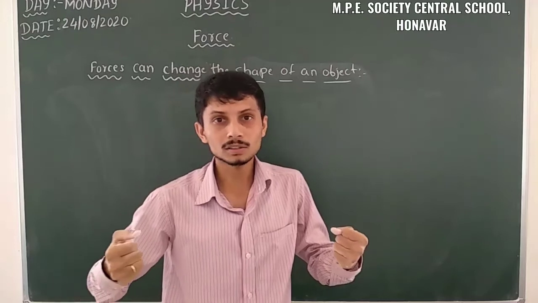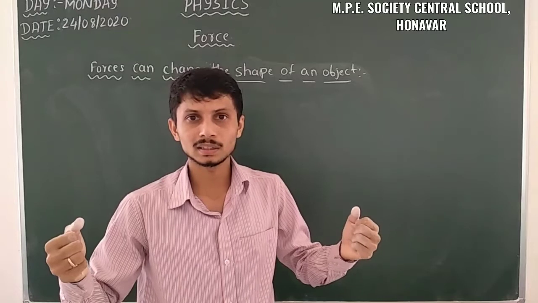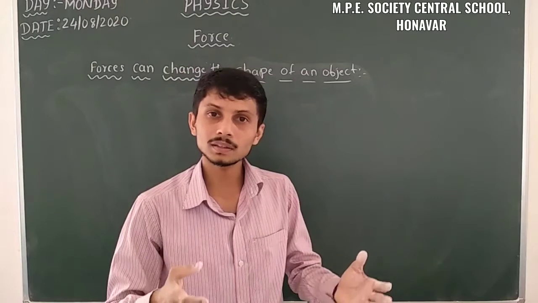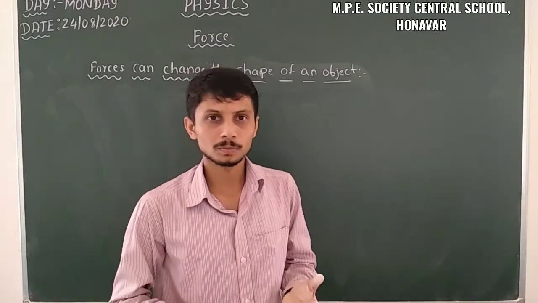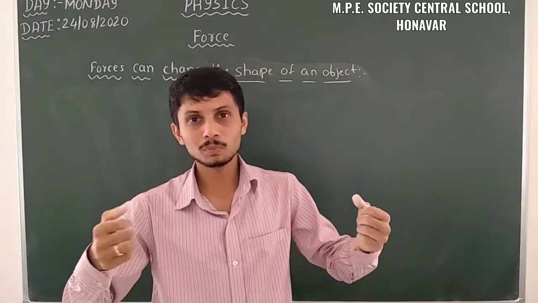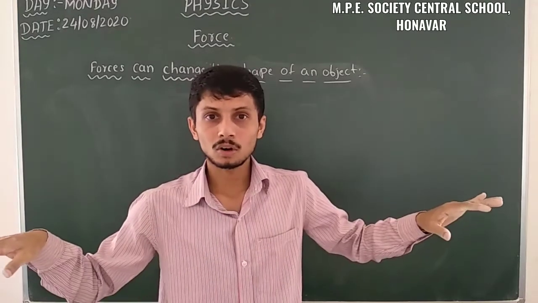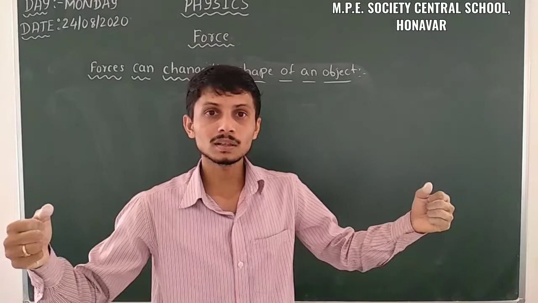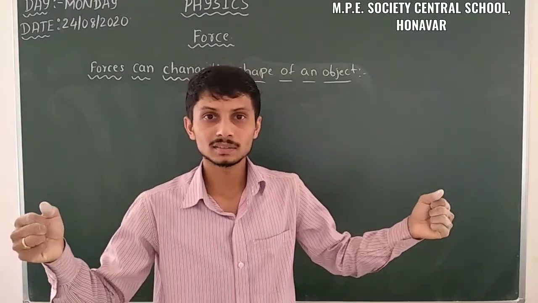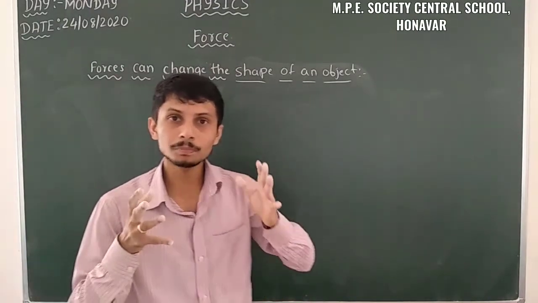In tug of war also, the forces are in different directions. But in the case of a spring, when we pull the spring on both sides, it will change the shape of the spring. It will increase its length. So this is about how forces can change the shape of an object in the case of a spring.